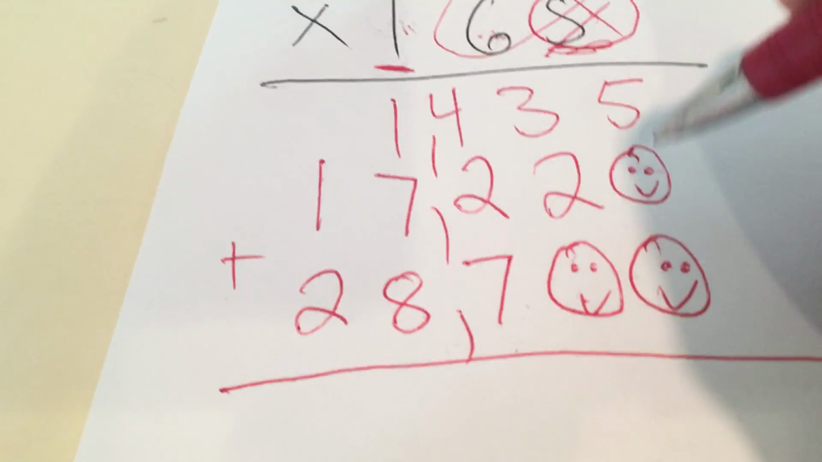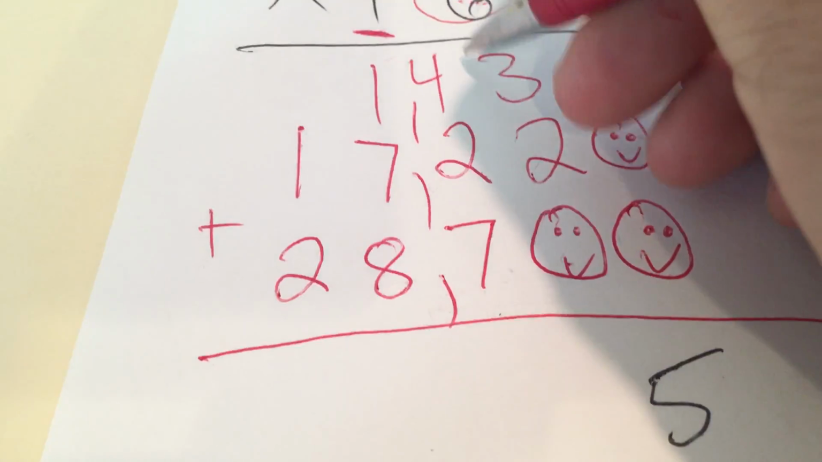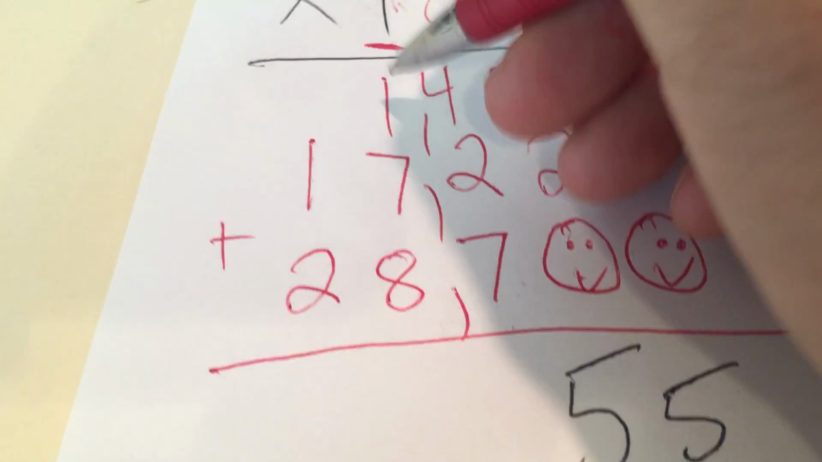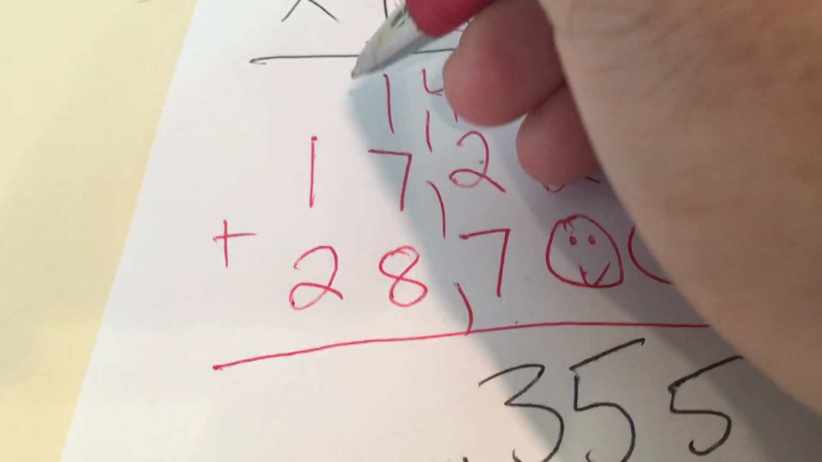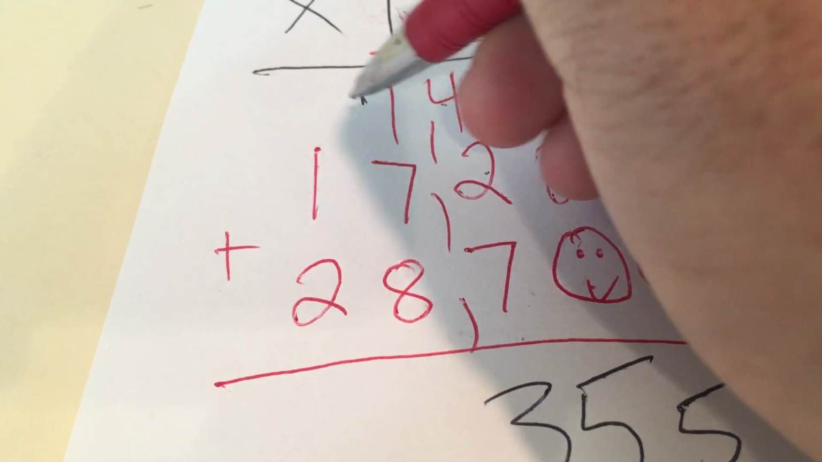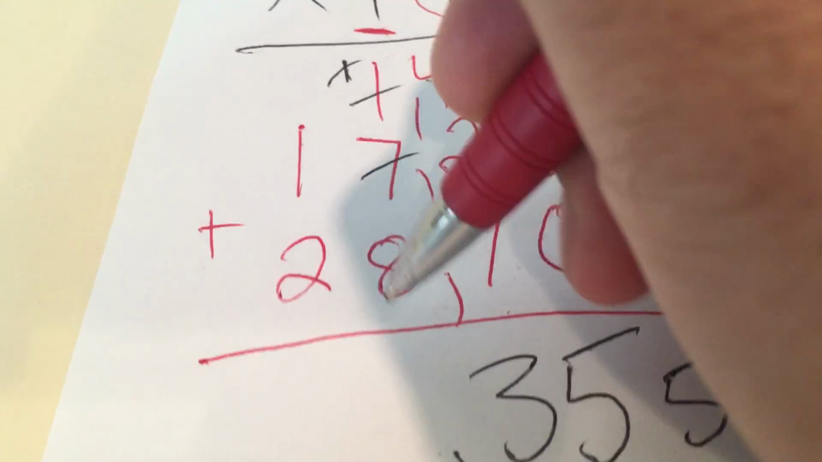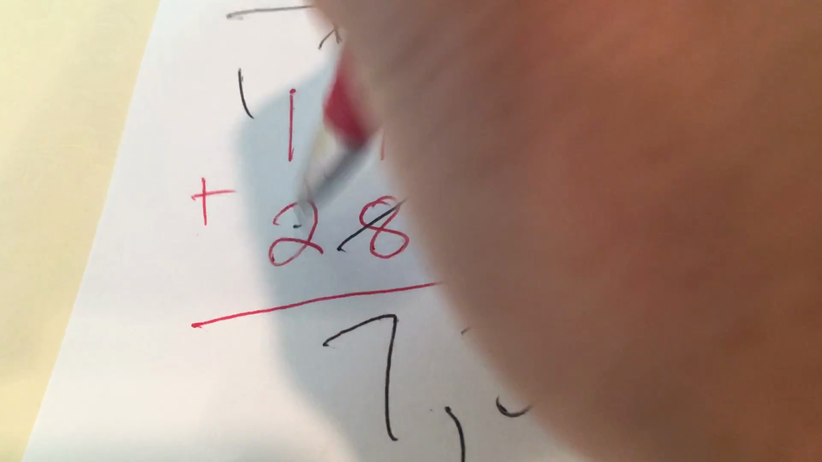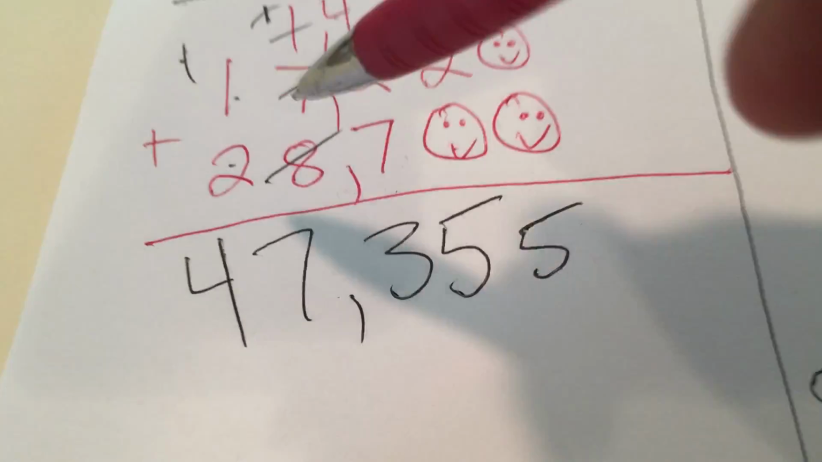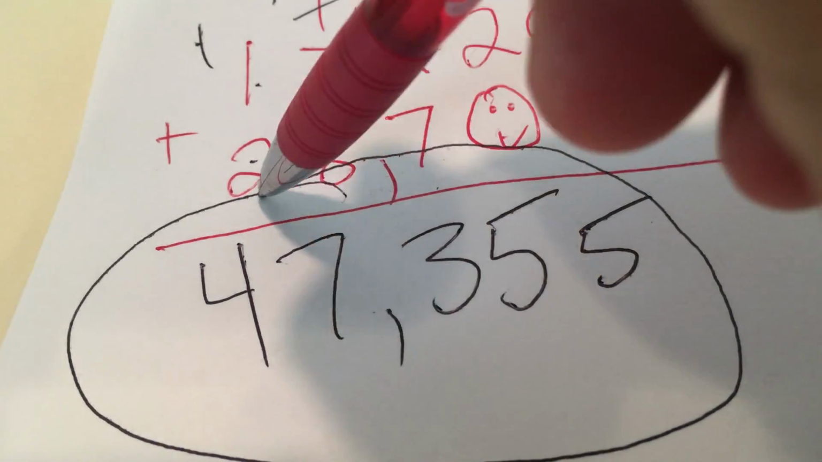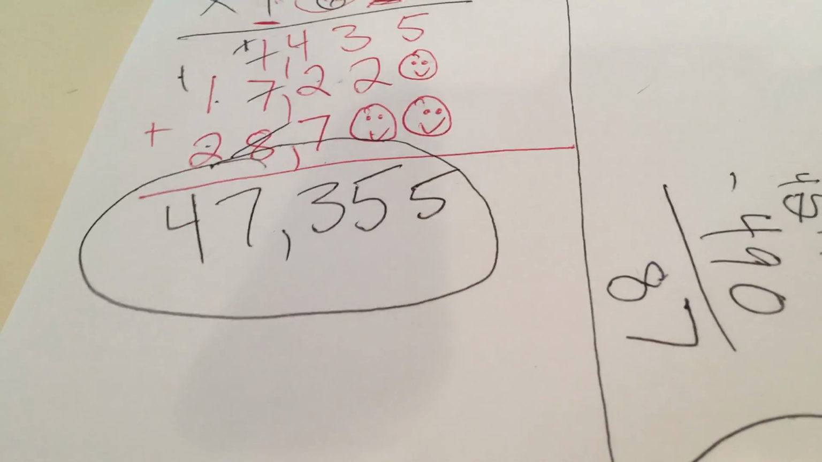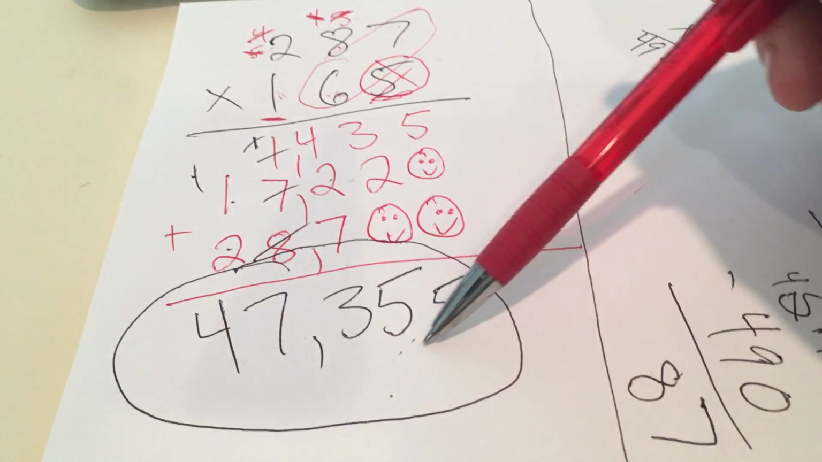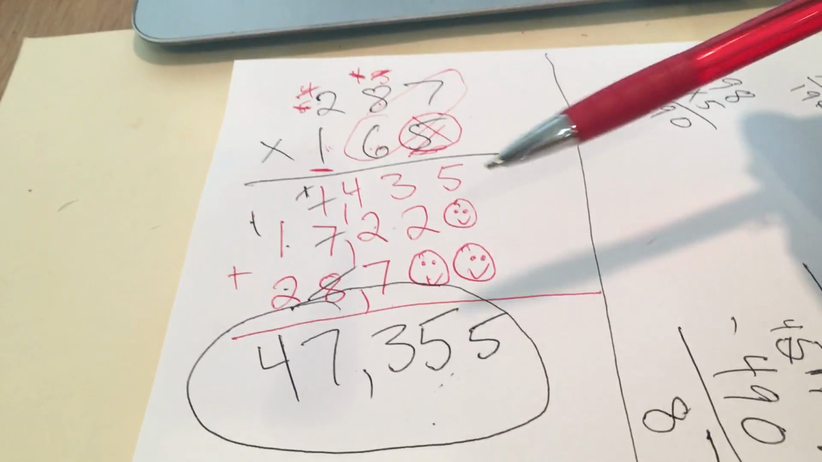Now we're going to add them together. 5 plus 0 plus 0. 3 plus 2 plus 0. 4 plus 2 is 6, plus 7 is 13. Let's see, 1, 2, 9, 17, 2, 3, 4. So the answer is 47,355. That is the answer to number 2. To compute 287 times 165 is 47,355. So if you got a different answer than this, I want you to look now at my work.